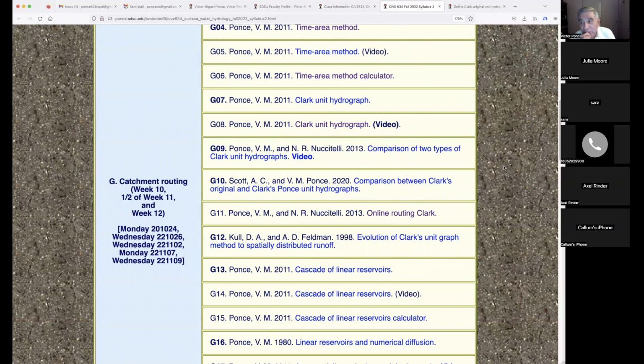Okay. It appears to be an old method, 1945. However, it was in 1998, I believe, that it was resurrected. Well, it never died, but it was brought back into the forefront of hydrology in this paper called "The Evolution of Clark's Unit Hydrograph" or Clark Unit Graph Method to Spatially Distributed Runoff. And that's why I have brought this paper for us to briefly look at. We can't read the entire paper because it's difficult. We'd spend a lot of time, and we probably wouldn't get much, but I'm going to touch base on that paper. That's G12 in our syllabus.